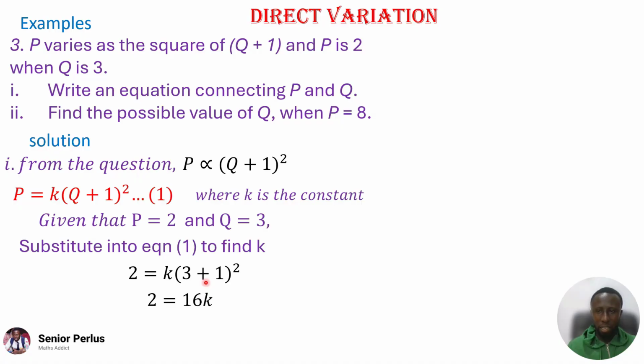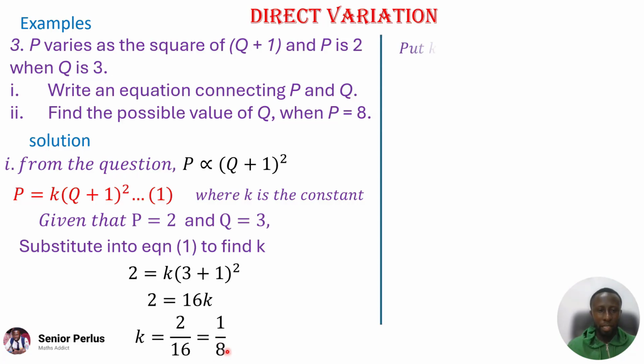Yes. Okay. Then we solve for k. Divide both sides by 16. You get 1 on 8. And that's our k. Now then substitute this one into equation 1. Yes. So this is what? Our new equation. So now we know the k, we can solve the question. So this is for the first question.